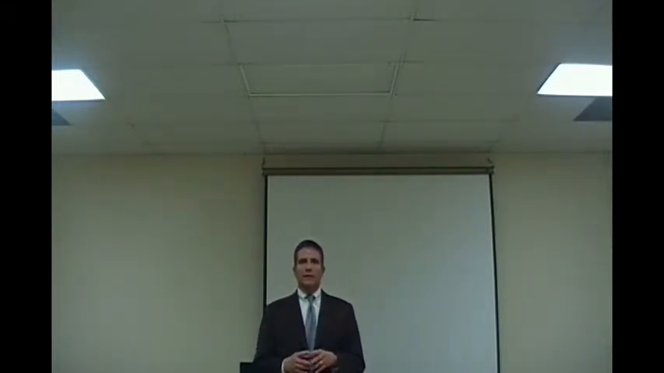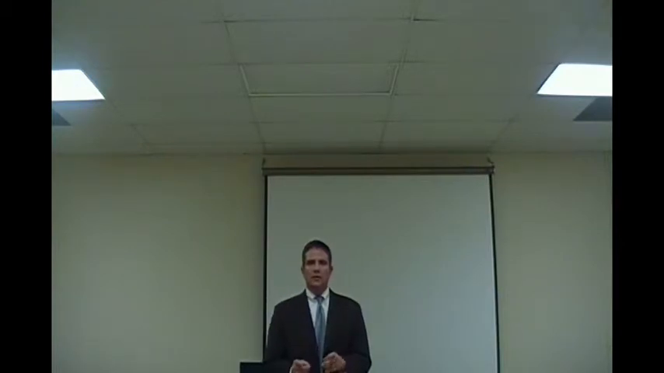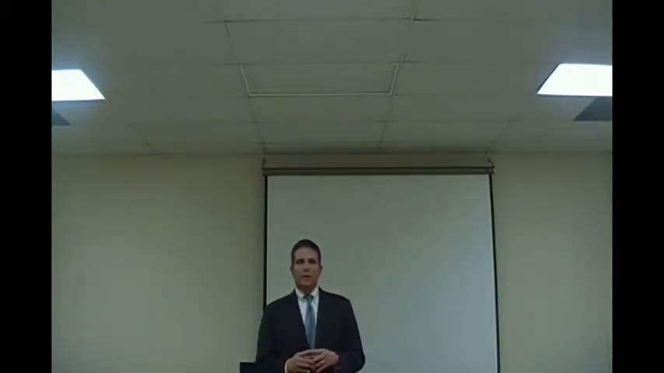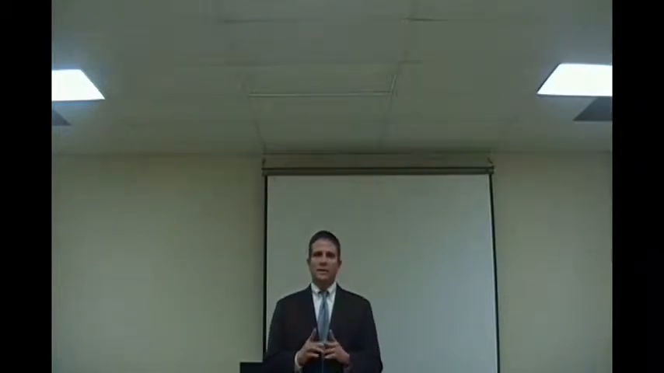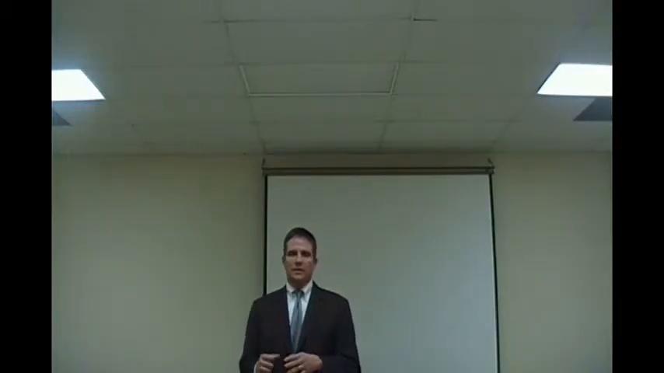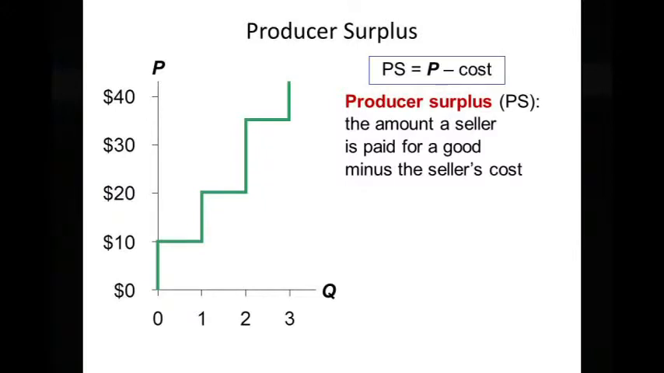So, we've looked at the consumer surplus. Let's now look at the producer surplus. The main variables are the cost to produce and the willingness to sell. So, how do we define cost? The cost is the value the seller must give up to produce a good. So, what is producer surplus? It is the amount the seller is paid for a good minus the seller's cost of providing it.